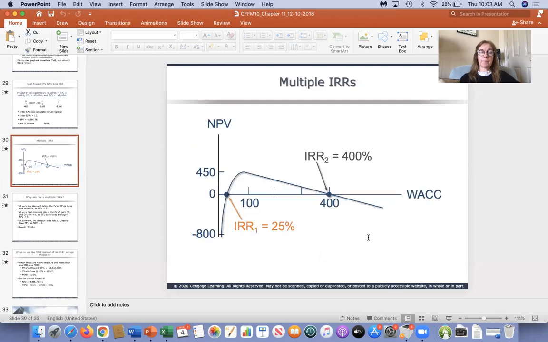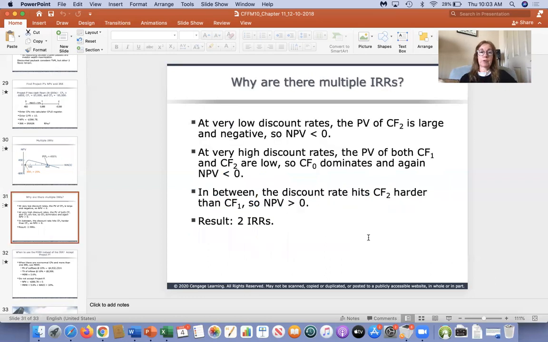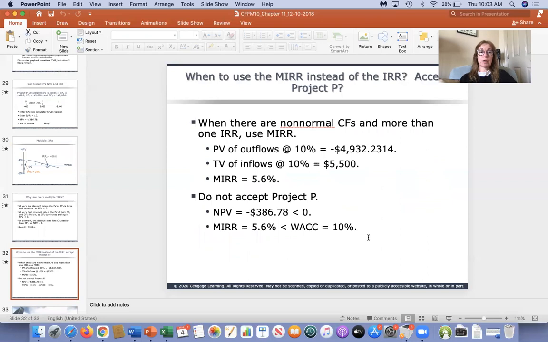Here's the last thing. You can have multiple internal rates of return, multiple IRRs. If your cash flows are non-normal and they go from negative to positive and then negative again, you can have these multiple IRRs. So in that case, you should just go back to the net present value, if you have non-normal cash flows and these multiple IRRs.